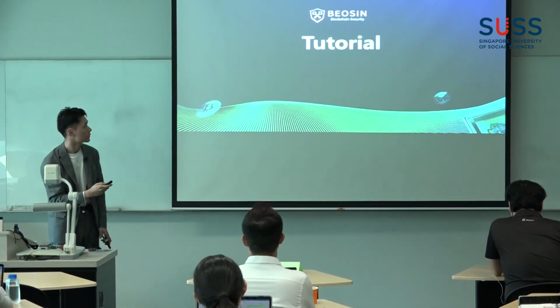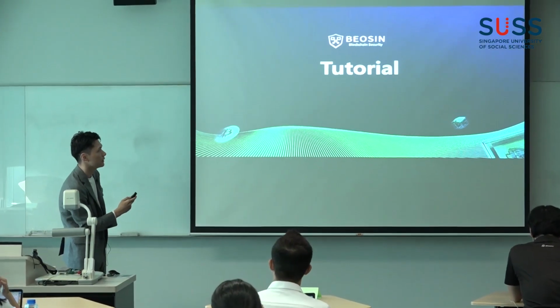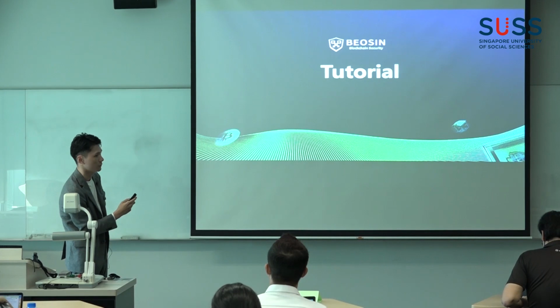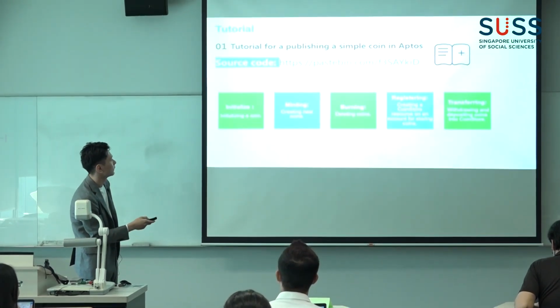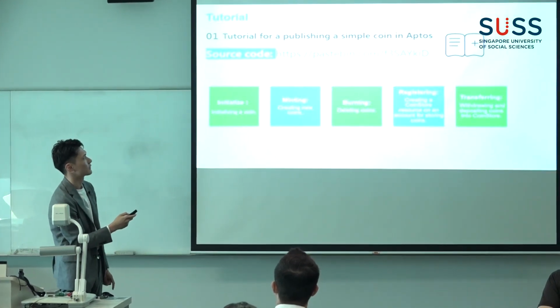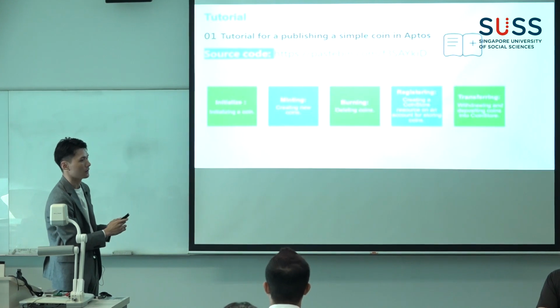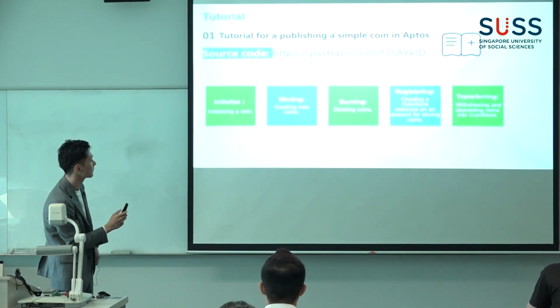So let's get into a tutorial. We're gonna publish something similar to ERC20 in Solidity, but in Move. So we're gonna do a simple coin. And you can download the code from the pastebin, and we will create a project together. And in the meantime, if you can install Aptos CLI, it would be awesome.